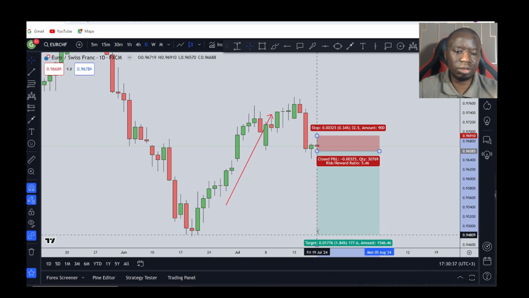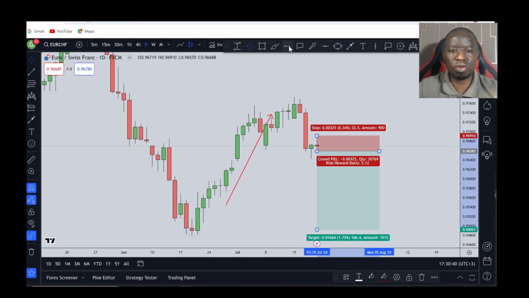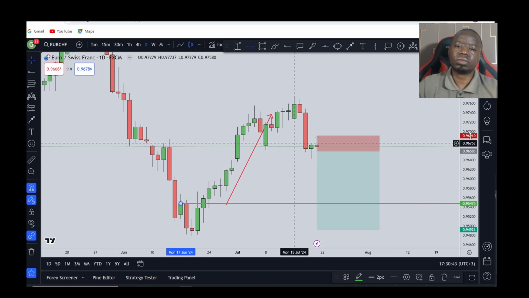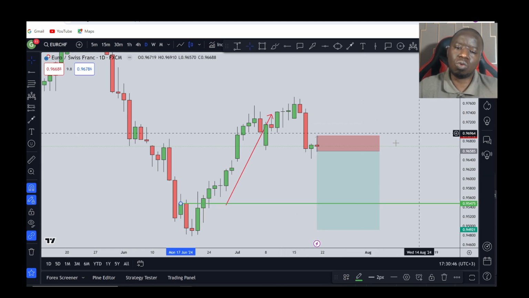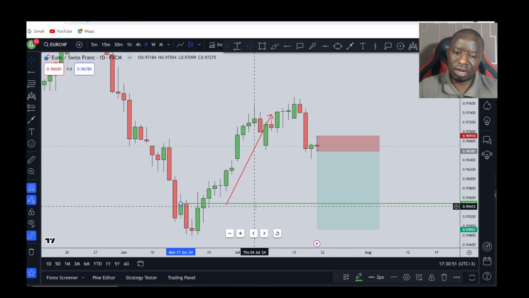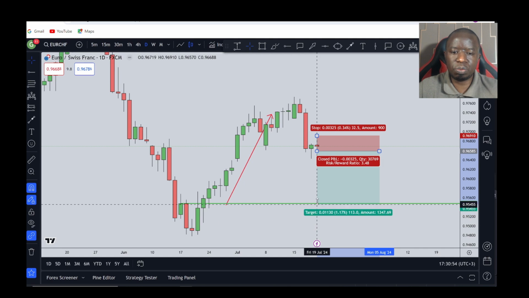Now, if price were to go according to our analysis and continue to at least this first area, that would be a quick 3.26 reward to the risk, ultimately down to this area here for a 5.18 risk reward in the market. So that's our analysis for today concerning the Euro CHF for the coming days.